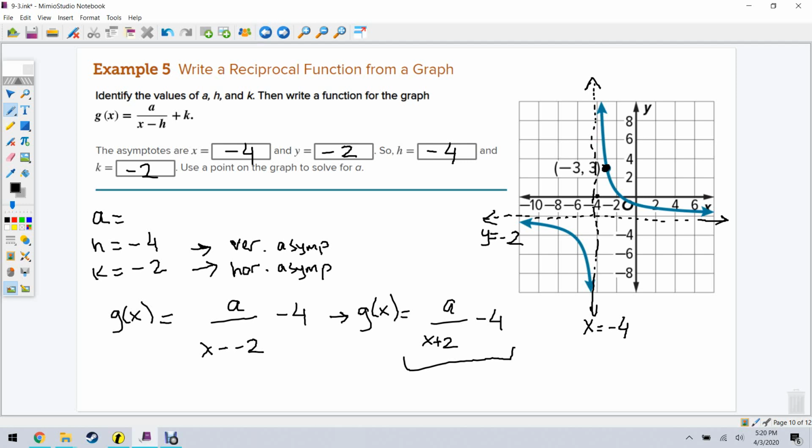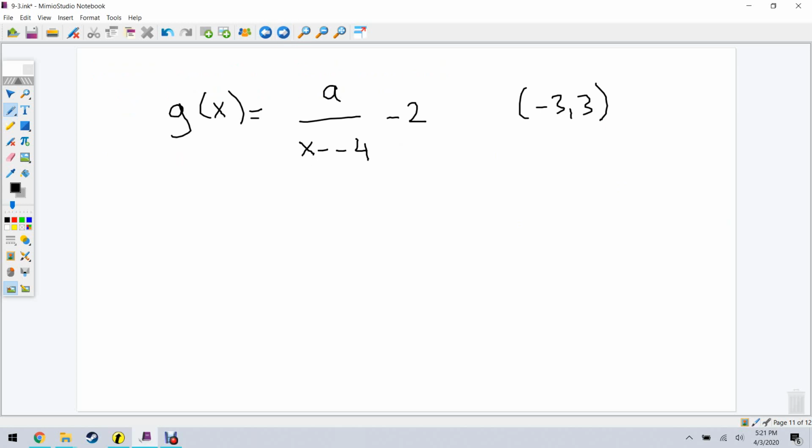By the way, sorry, this also needs to be changed. X minus -4, and this one right here, that's just going to be -2. This is better, yeah. Okay, so here we go. This is the correct version, of course.